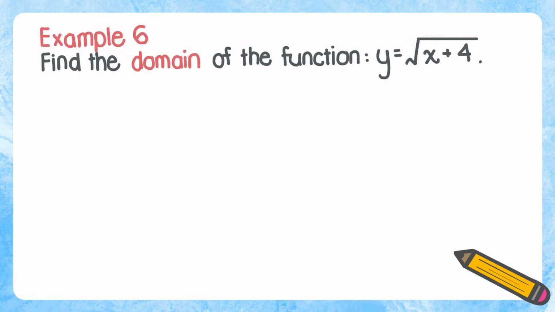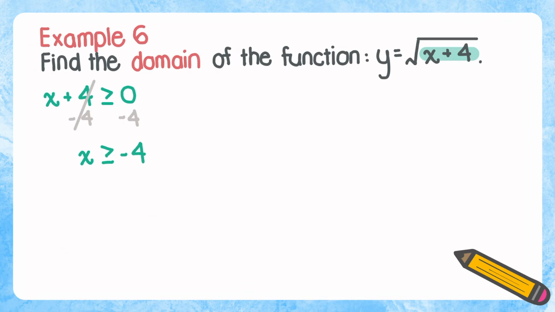So for our 6th example, let's find the domain of the function y equals the square root of x plus 4. Notice here we don't have fractions, but we do have square roots. We have to make sure that the radicand is greater than or equal to 0, since it cannot be negative. I subtract 4 on both sides, and so x is greater than or equal to negative 4.